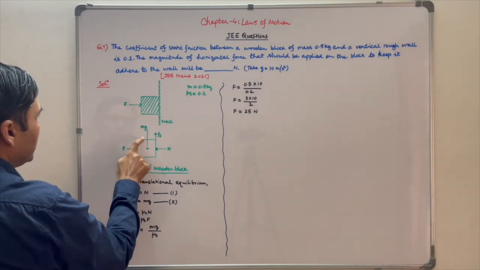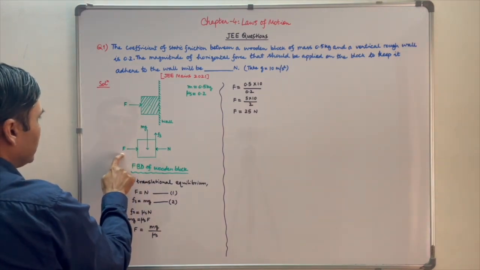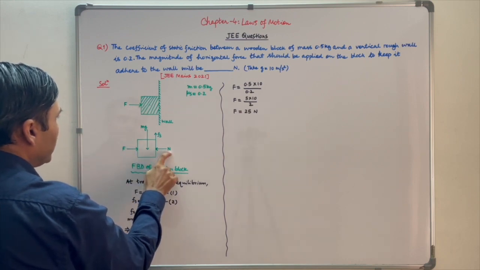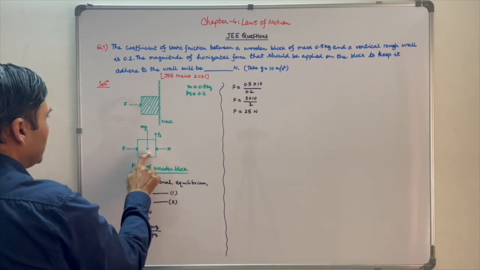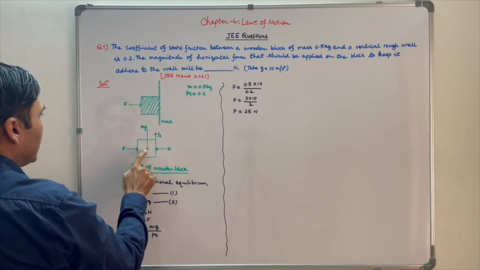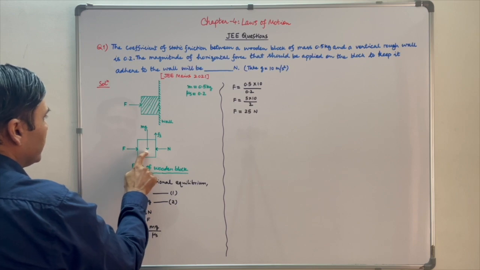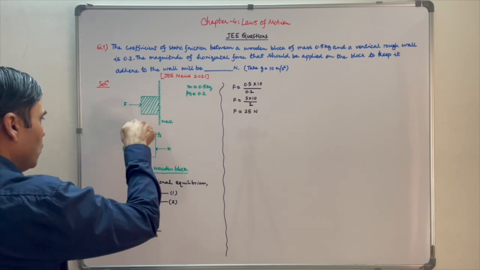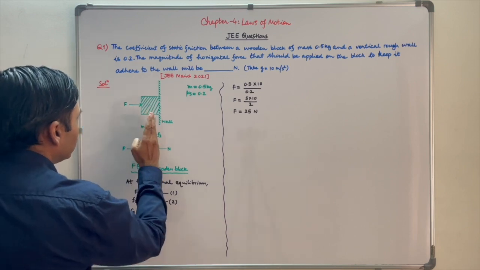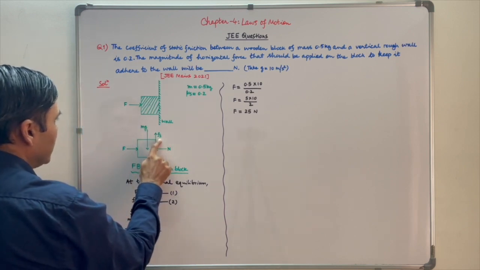This is the FBD of the wooden block. Force F is applied on it in the forward direction. N is the normal reaction applied by the wall on the wooden block. mg is its weight that works vertically downwards at its geometrical center. Since this block has a tendency to fall down, the friction force on it will work vertically upwards. It is represented by Fs.